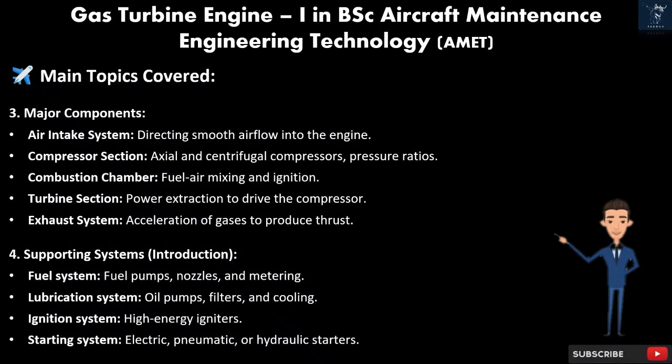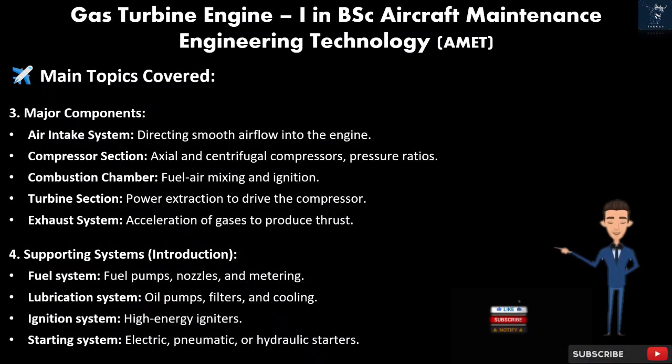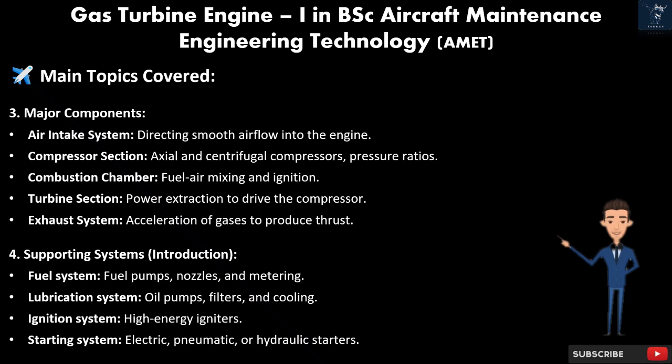3. Major components. Air intake system, directing smooth airflow into the engine. Compressor section, axial and centrifugal compressors, pressure ratios. Combustion chamber, fuel-air mixing and ignition. Turbine section, power extraction to drive the compressor. Exhaust system, acceleration of gases to produce thrust.